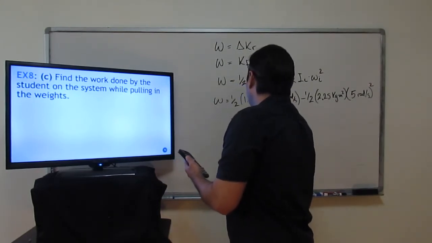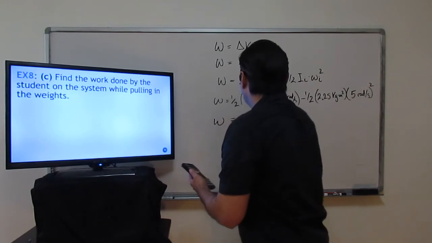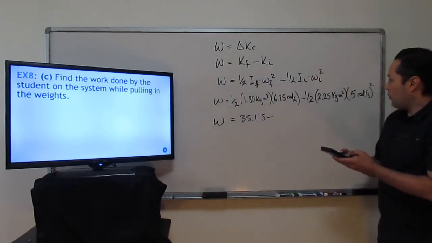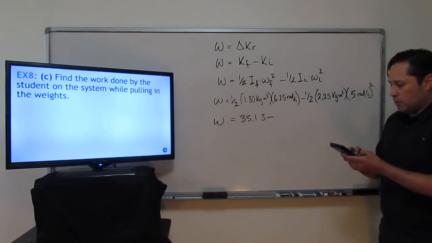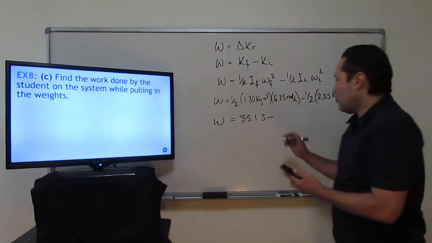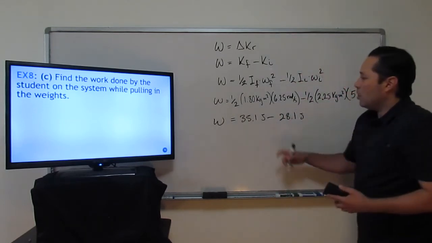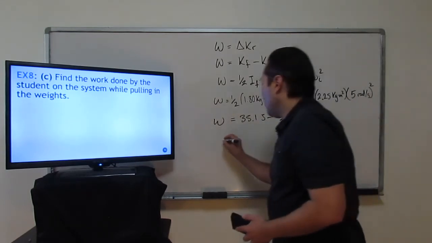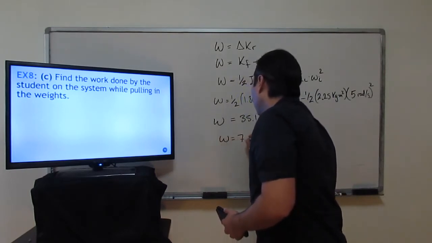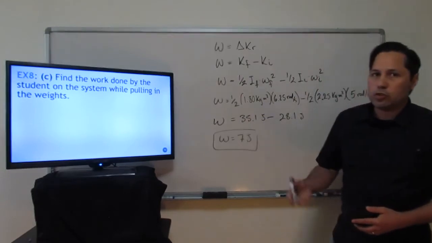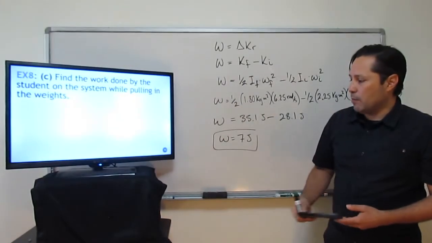35.1 joules. Now on the other side, minus 0.5 times 2.25 times 5 squared gives us 28.1 joules. All right, after that we subtract, and our answer, the work done by the student as he is pulling the arms in, is 7 joules. All right, that is example 8.